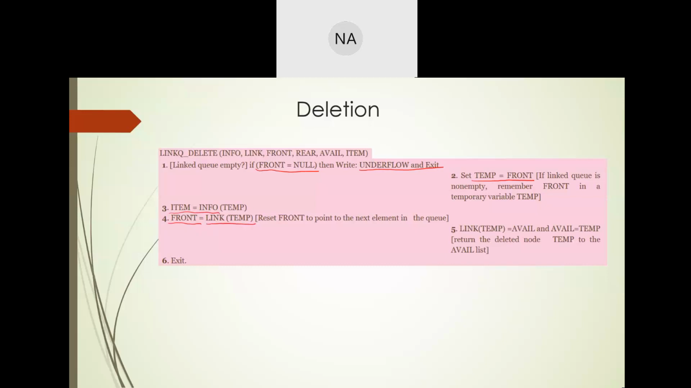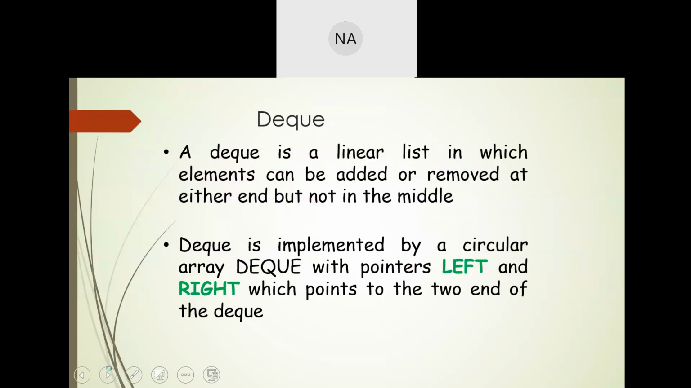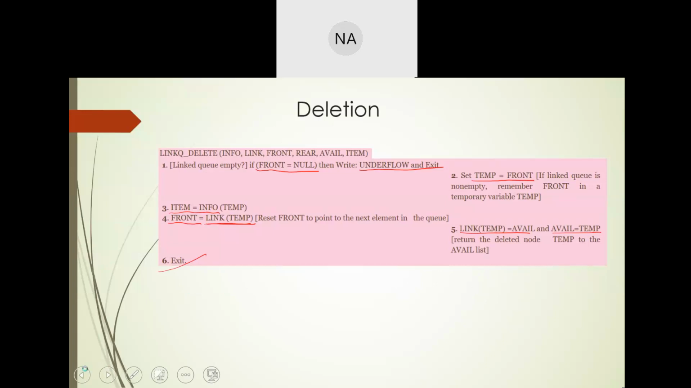That is, front is equal to link of temp, which means now front points to the next node. And that deleted node will be added to the avail list. So link of temp is equal to avail, and avail is equal to temp. So this deleted node is added as the first node in the avail list. So these are the algorithms for how insertion and deletion are performed in the queue when it is implemented as a linked list.